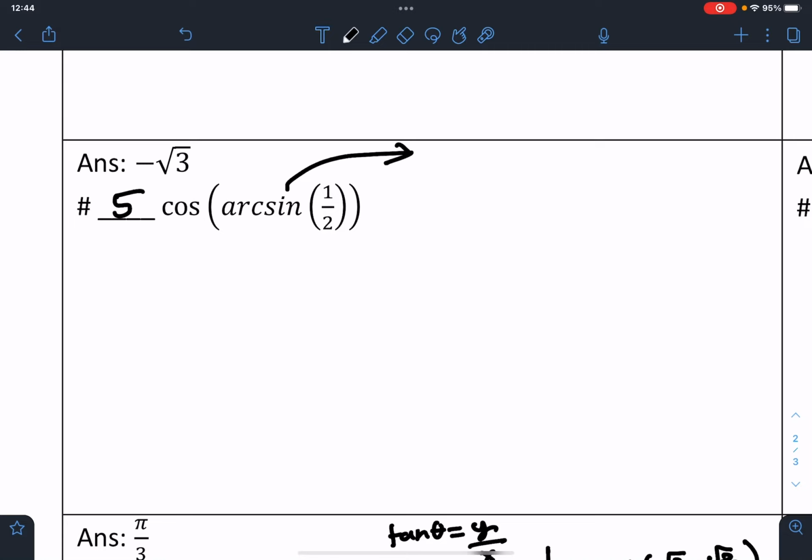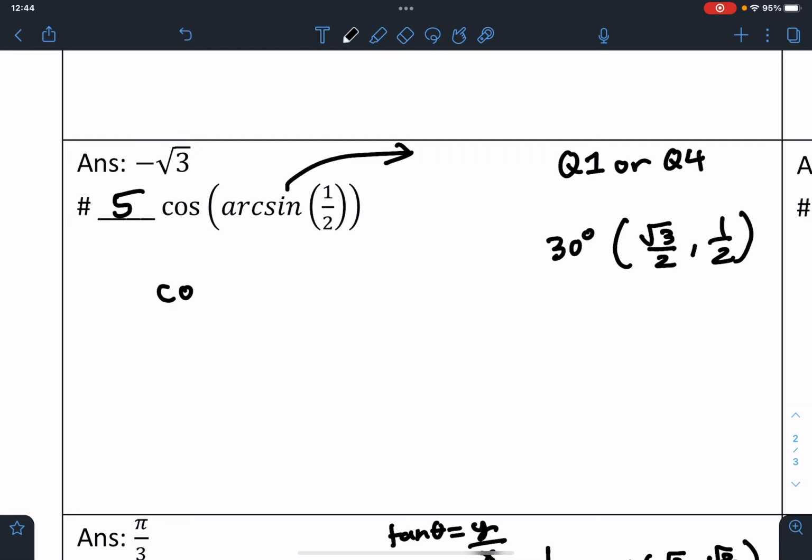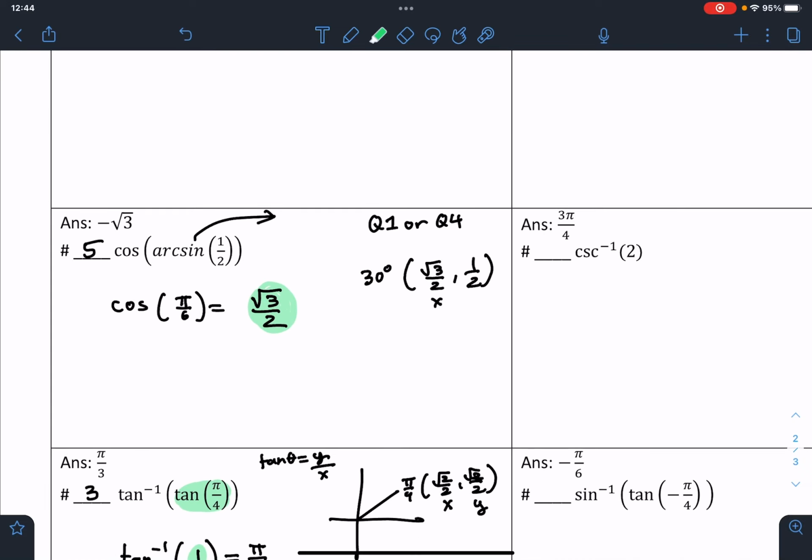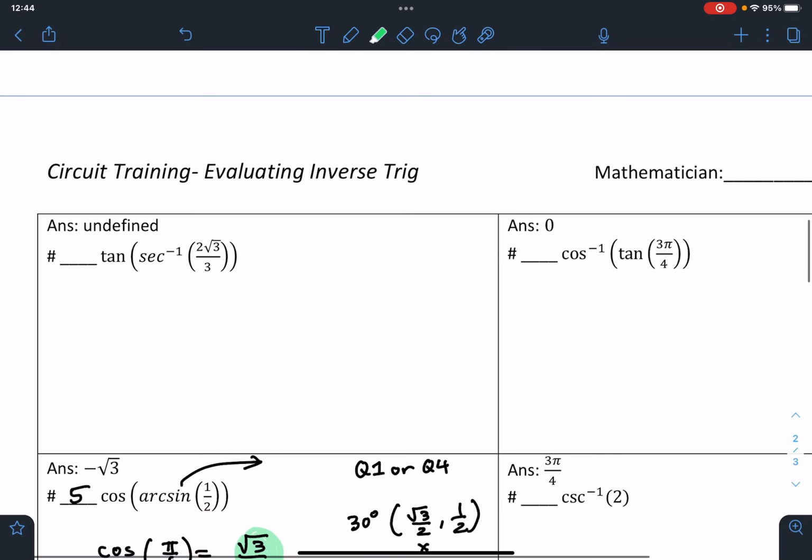Once again, I'm doing arc sine of a half. That means either quadrant 1 or quadrant 4. Since sine is a half and positive, that means at 30 degrees, everybody, you should know that it's square root of 3 over 2 comma half. So now it's cosine of 30 or pi over 6. And then cosine of pi over 6 is our x value, which is going to be square root of 3 over 2. So as you keep going, you get quicker. So now we're going to find square root of 3 over 2.